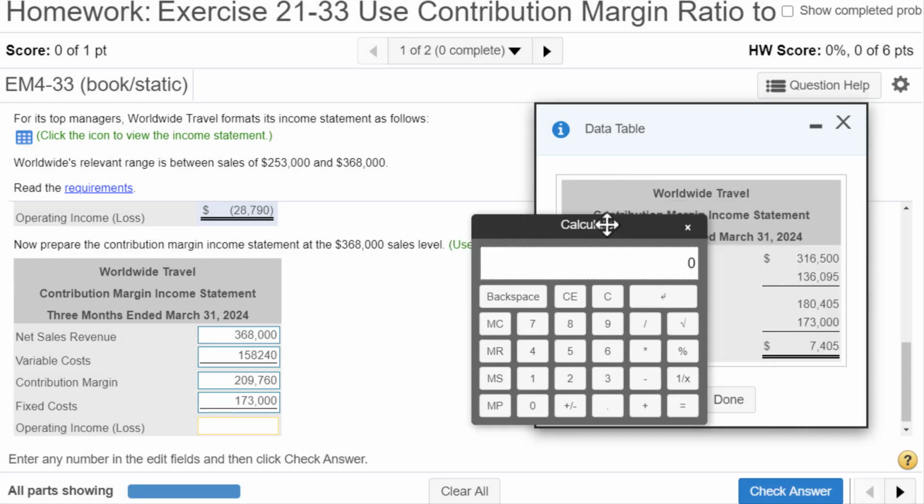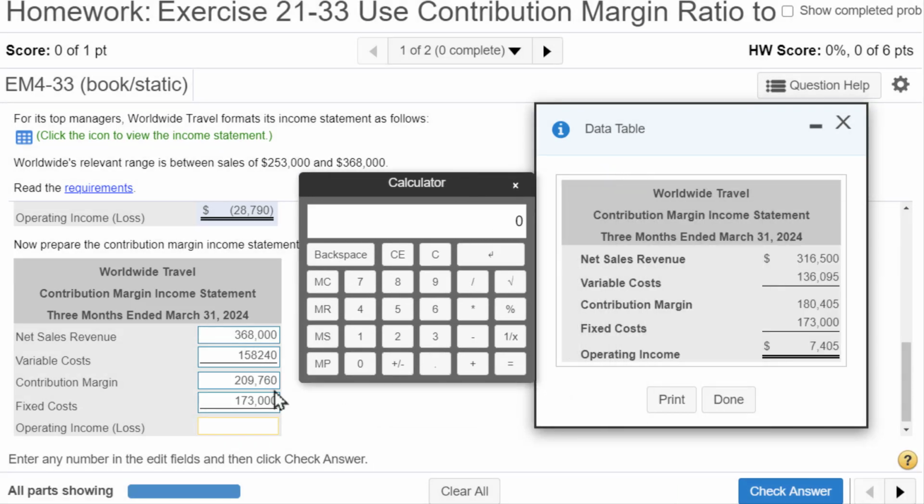So the way we calculate that, we take the 209,760 minus 173,000. So 209,760 minus 173,000 gives us 36,760.